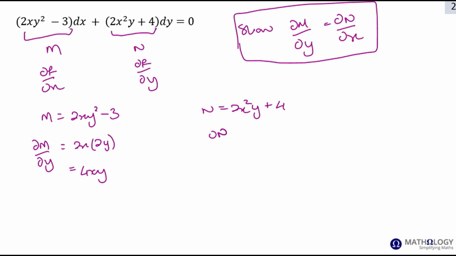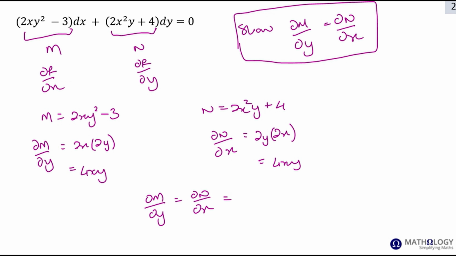Now the partial of N with respect to x. Anything that isn't an x is a constant, so we'll have 2y, and the derivative of x squared will just be 2x. The derivative of 4, a constant, is going to be 0, so the partial of N with respect to x will be 4xy. So clearly we can see that the partial of M with respect to y equals the partial of N with respect to x. They both equal 4xy. Therefore we have an exact differential equation.